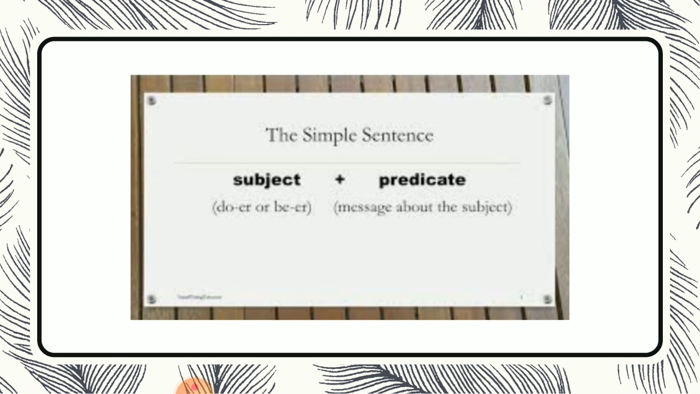For example, Meera has a nice apartment facing a lake. Now, Meera is the subject over here, and has a nice apartment facing a lake is the predicate of the sentence. So, it's a simple sentence.